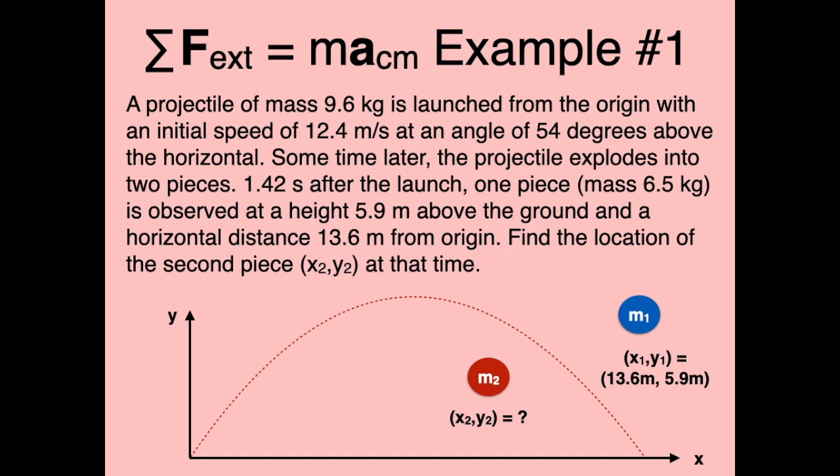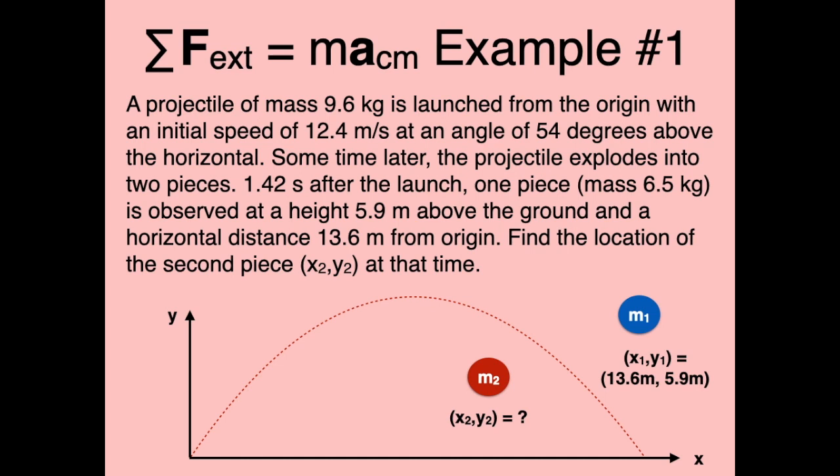Okay, so then 1.42 seconds after the launch, we see one of those pieces that it's exploded into. That has a mass of 6.5 kilograms, we see that at a height of 5.9 meters above the ground and a horizontal distance of 13.6 meters from the origin. Okay, so that's the piece I'm labeling M1.